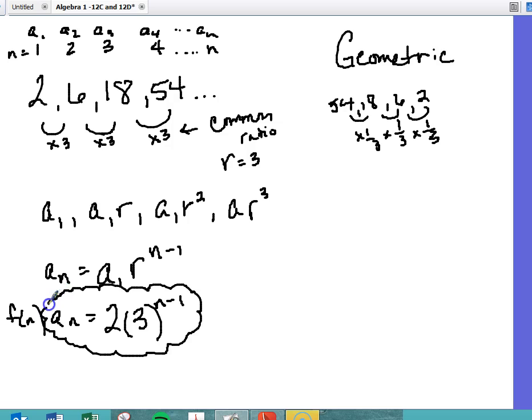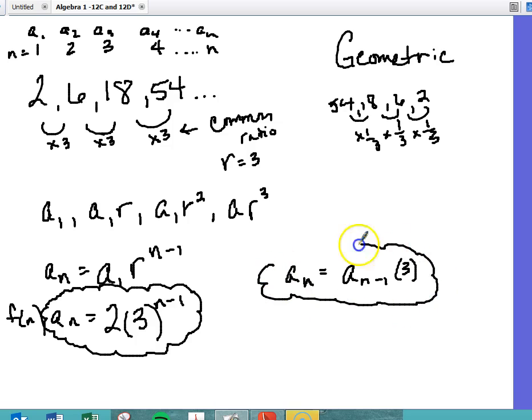Let's talk about recursive. Recursive would be from the term previous. So for a sub n, what would I have to do to the term previous to end up in our term? If I look at that fourth term, what did I do to 18 to get 54? Well, I just multiplied it by 3. What did I do to 6 to get 18? I just multiplied it by 3. So from the term previous, I'm just multiplying by that common ratio. I really wish I could write today. I apologize, I'm going to have to get a new tablet, I think. So there's our recursive. Recursive is always based on the term previous.